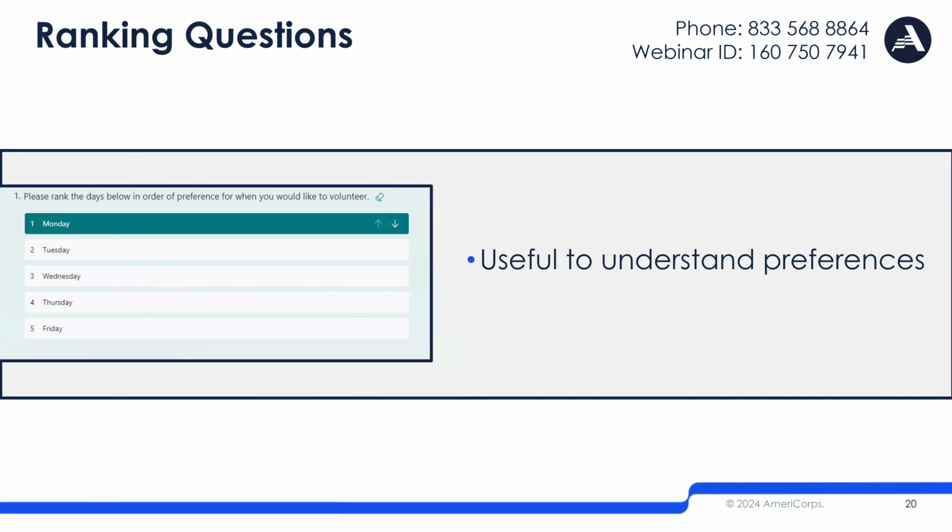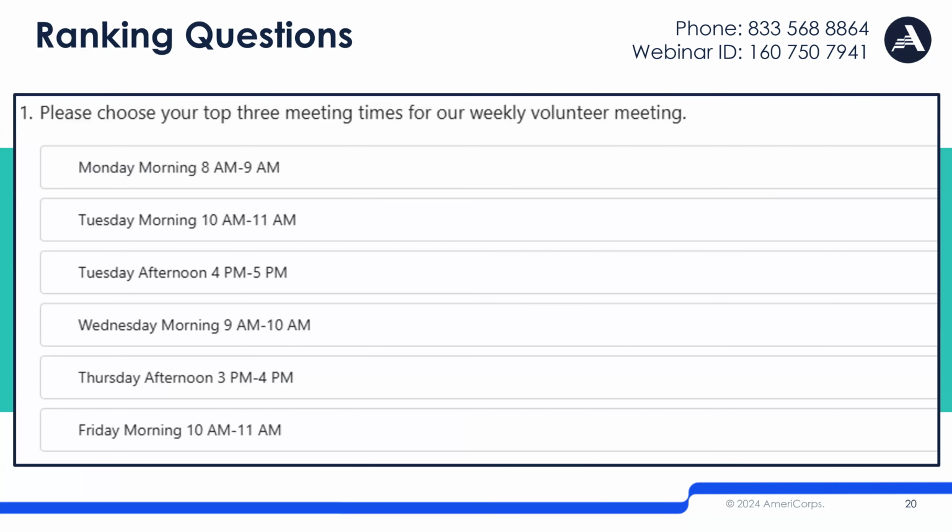Ranking questions can be useful to understand preferences. For example, this ranking question seeks to understand volunteer schedule preferences. It's a very basic kind of thing that we've all seen, and asks them to rank their top 3 meeting times in order of preference.